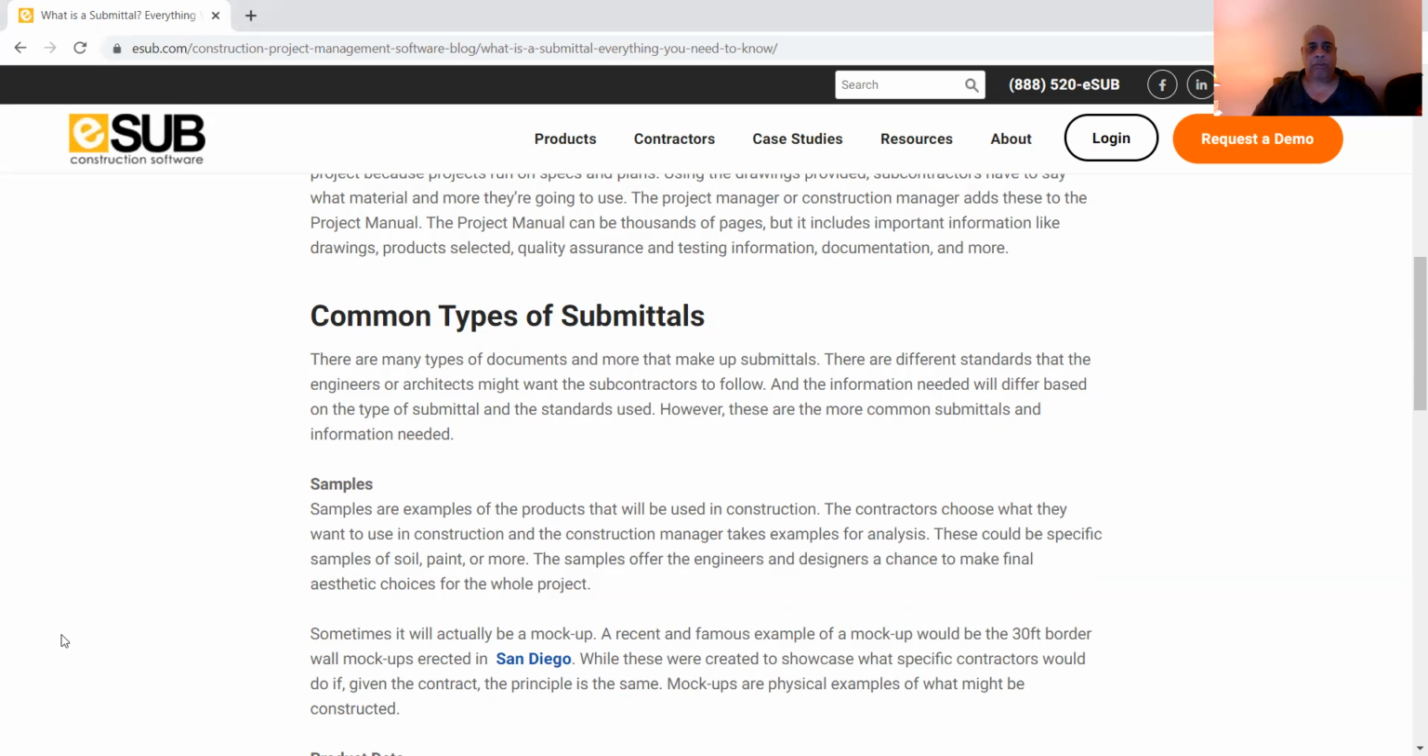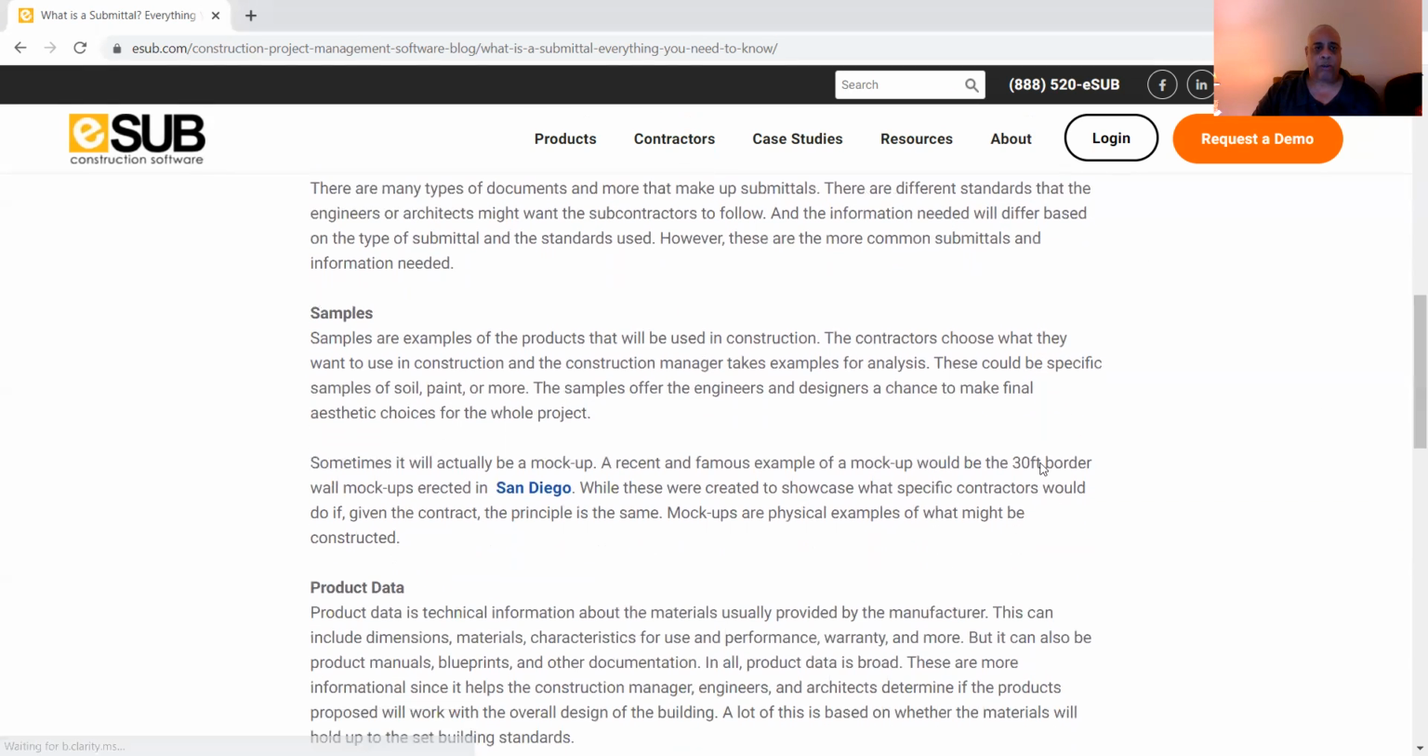Let's talk about samples. Samples are examples of the products that will be used in construction. This happens because the contractor will choose what they want to use in construction, and the construction manager takes examples for analysis. These could be specific samples of soil, paint, or more. The samples offer the engineers and designers a chance to make final aesthetic choices for the whole project.